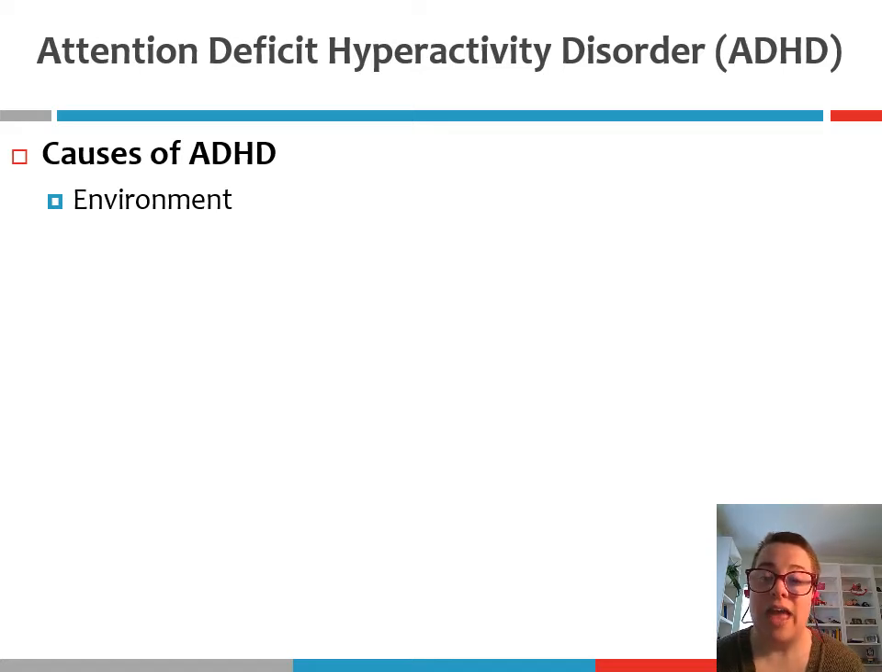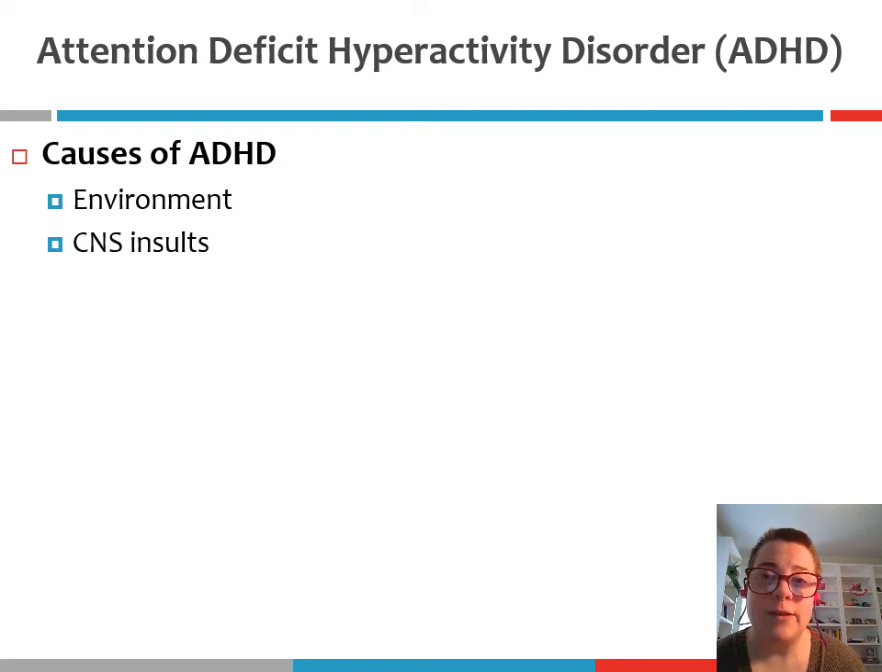So having a mother who abused drugs or alcohol while she was pregnant with you makes you more likely to develop ADHD. Having a mother who was exposed to measles or rubella while she was pregnant with you would also make you more likely to develop ADHD, as would anyone who has suffered trauma or abuse, particularly early in life, is more likely to develop ADHD.